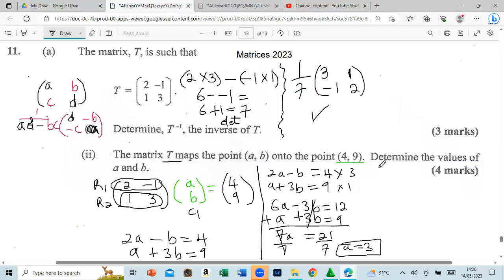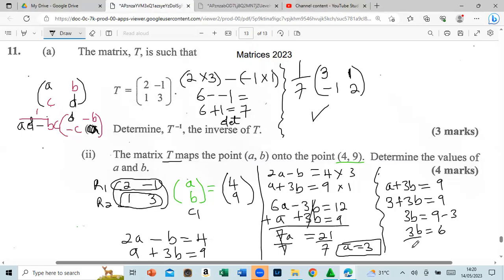So we can substitute. I'm going to use equation 2, since a plus 3b equal to 9. We know that a is 3, so we substitute it. I'll put back our plus 3b. I'll do it like a regular equation. So we're going to subtract 3 from both sides since this is positive 3. So this gives us 3b equal 9 take away 3, that gives us 6, and then we divide by 3. So our answer b is equal to 2.